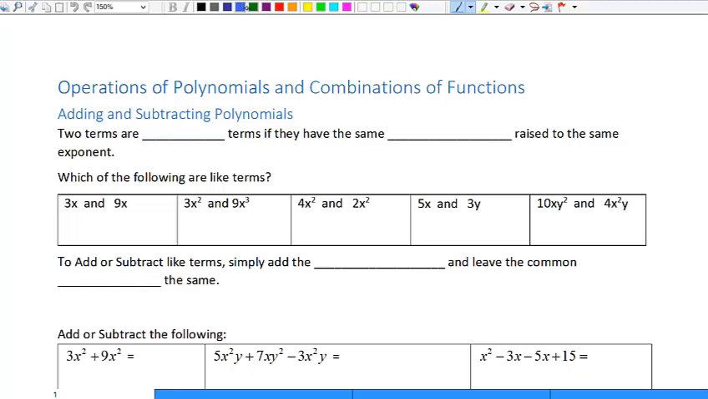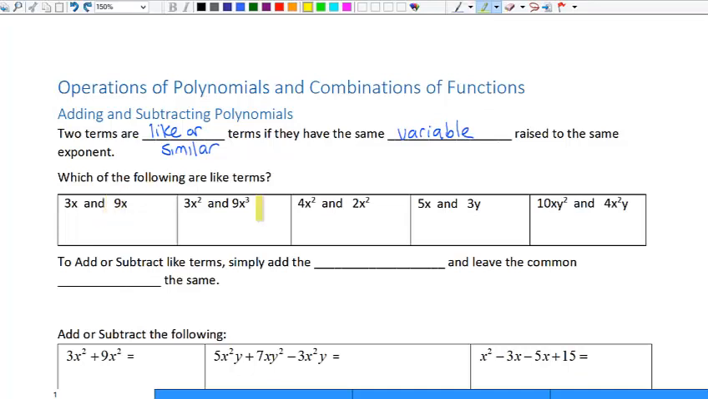Today's lesson is on operations of polynomials and combination of functions. First, we will add and subtract polynomials. Two terms are called like terms, or sometimes we call them similar terms, if they have the same variable raised to the same exponent.